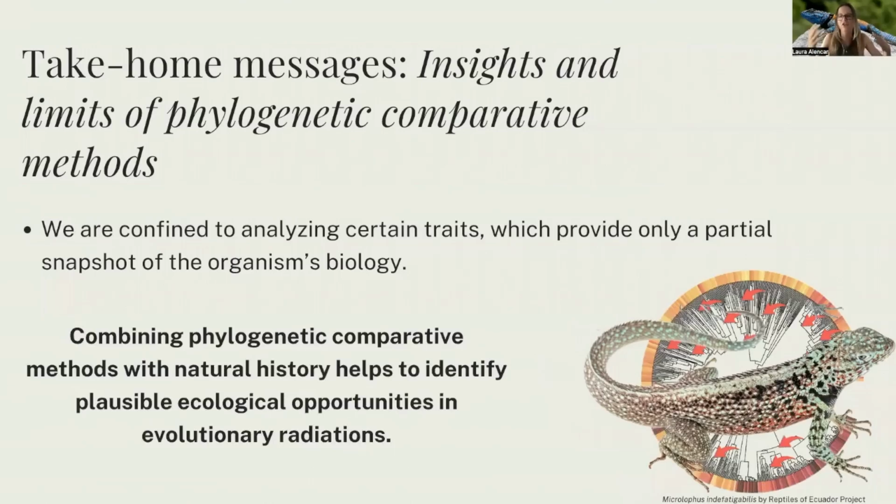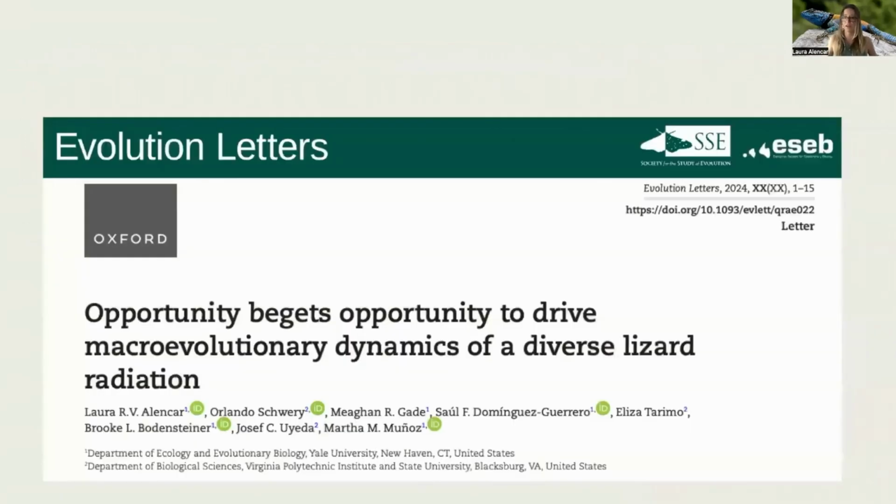So by combining phylogenetic comparative methods with natural history, we can identify more plausible ecological opportunities in these large evolutionary radiations. And I would like to conclude by saying that making progress in natural history is also making progress in macroevolution. And so if you're interested, this study was published a few weeks ago in Evolution Letters.